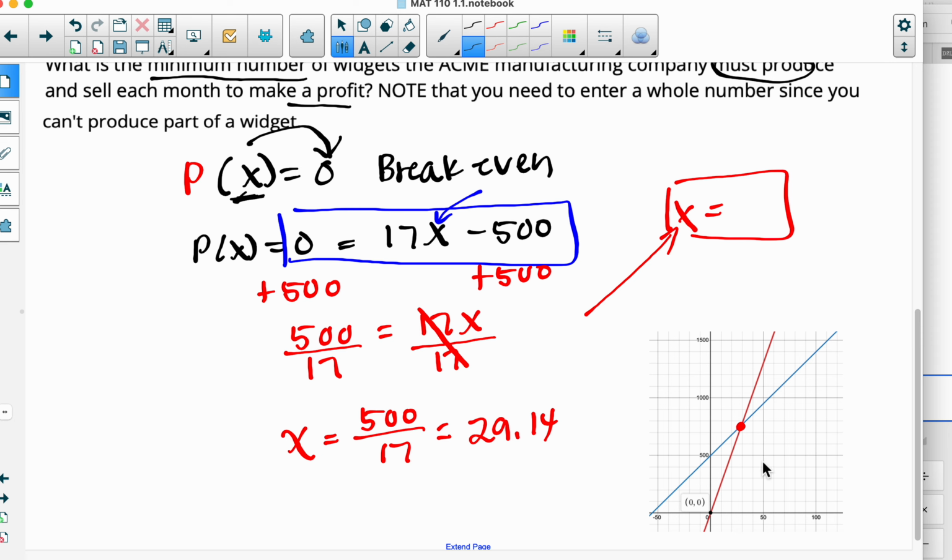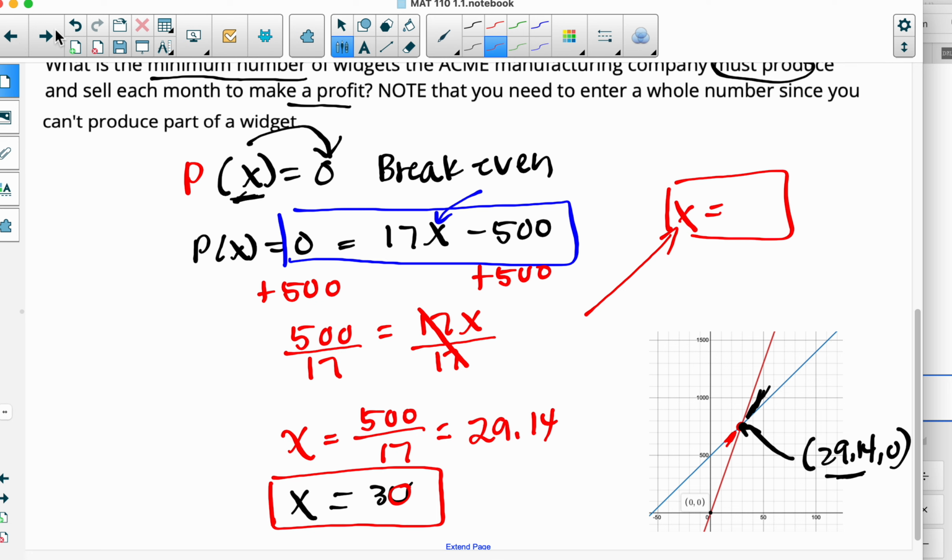Okay, so I've got it graphed down here. My break-even point is right here, when I sell 29.14 units, I get a profit of 0. Well, I can't sell partial widgets, okay? So in order to make a profit, I'm going to need to sell one more. So I would need to sell 30 items to be up here in the black. If I sold 28 items, I would be on this side. I'd still be in the red. So I'm going to sell 30 units. Okay.